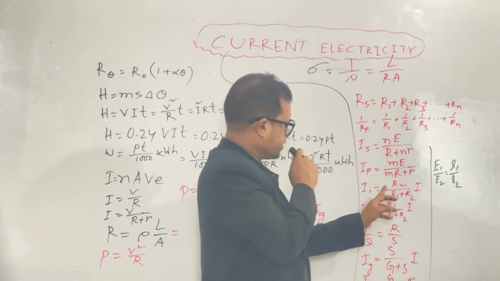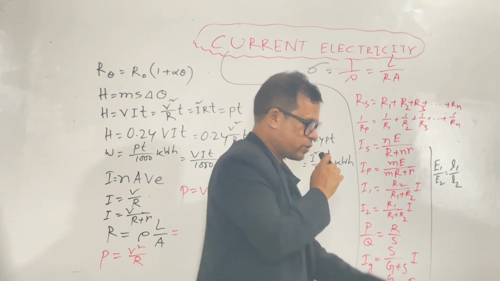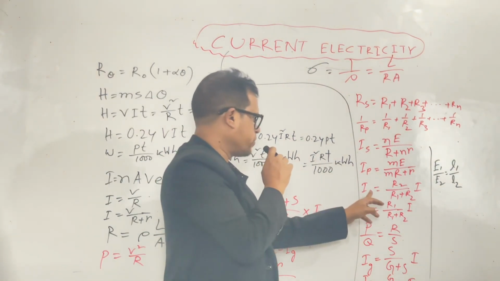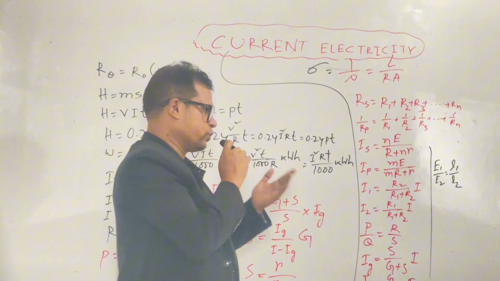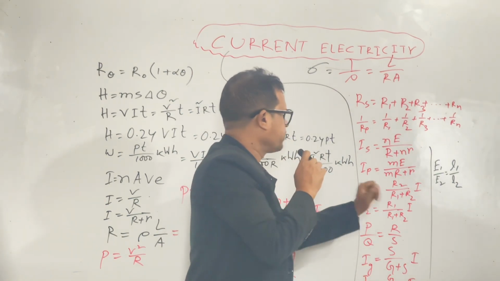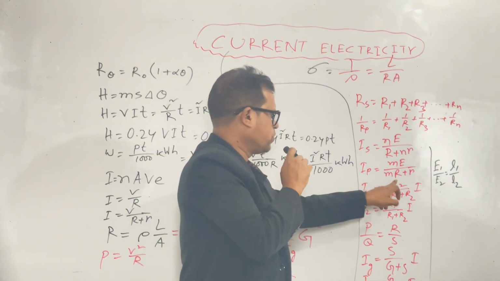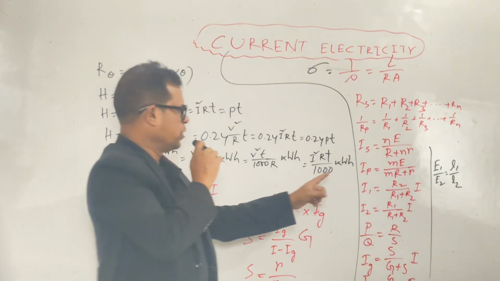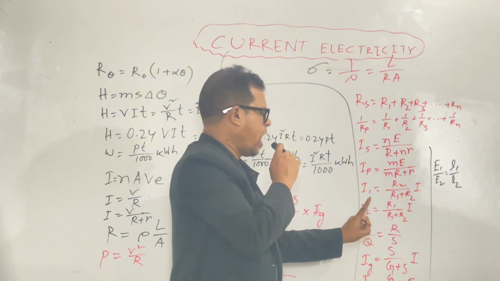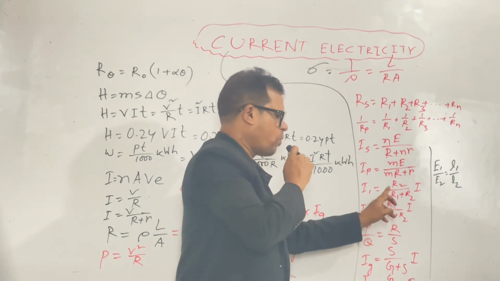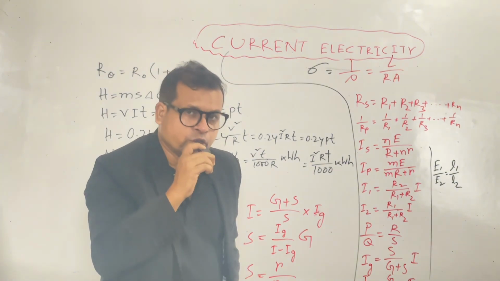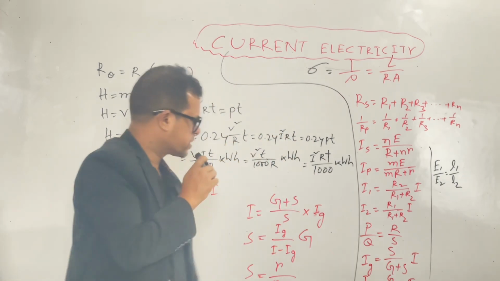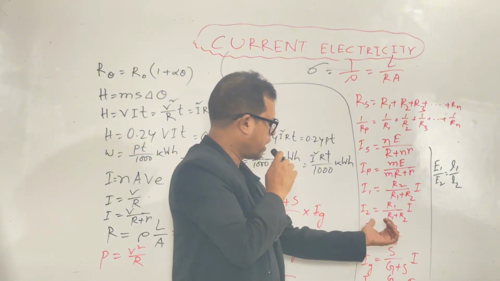And I1 equal to R2 over R1 plus R2 times I. I is the total current of the conductor, and I1 is the current flowing through the R1 resistance. When you find out this I1, then we will use R2 as a numerator. When you find out I2, then you will apply R1 as a numerator, over R1 plus R2, and multiply by I. Just by this formula you can find out I1 and I2.